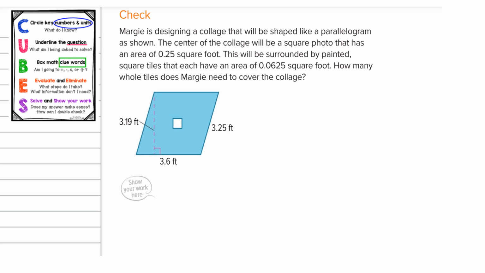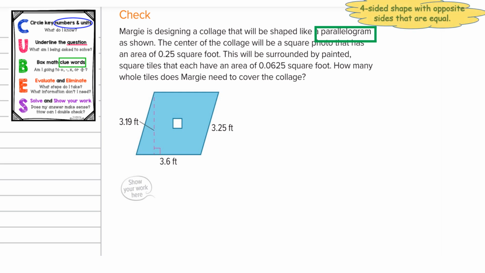We're going to underline our question. We're going to evaluate what it is we need to do and eliminate any information we don't need. And then we're going to solve for the answer. So when I start out and I'm reading and I see the word parallelogram, I have to have in mind what we're talking about. So once again, it's a four-sided shape with opposite sides that are equal.